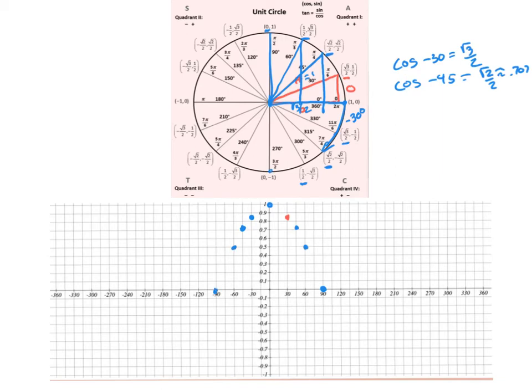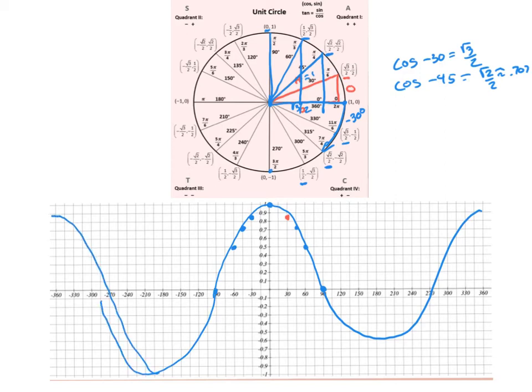Now, if you were to continue this around the unit circle, you'll find that the graph looks something like this. And that's just a quick sketch. It doesn't look exactly like that. But that's what you're going to be doing in this assignment. You're going to be plotting these points and figuring out what it looks like.